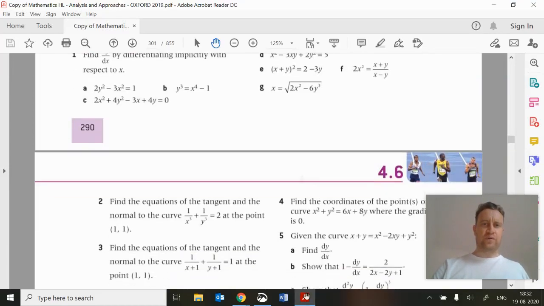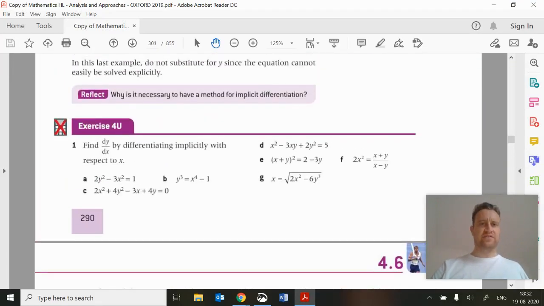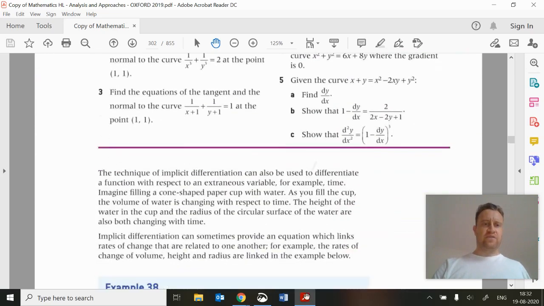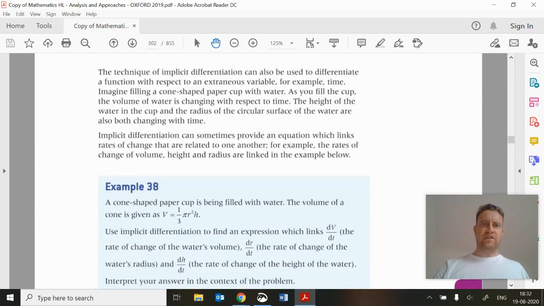We've just done 4U, which was all about implicit differentiation, and we're now about to tackle the last exercise in this unit, 4V. And 4V is all about related rates of change. So in the previous exercise with implicit differentiation, we were always looking to find dy/dx and then do a rearrangement perhaps in order to factorize out dy/dx and get some expression in terms of x and y.